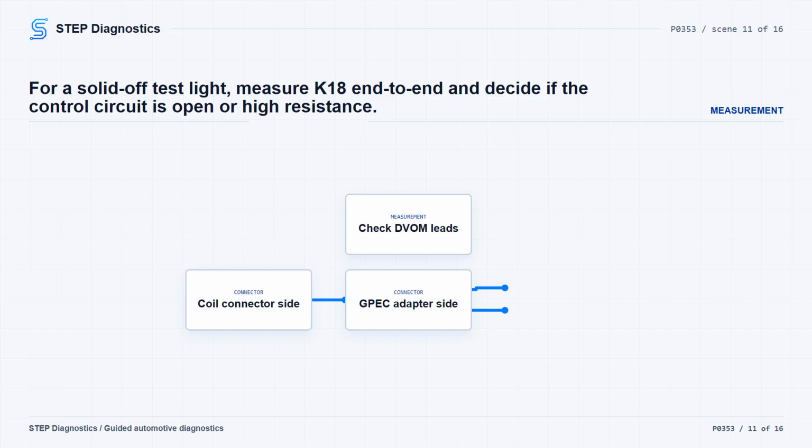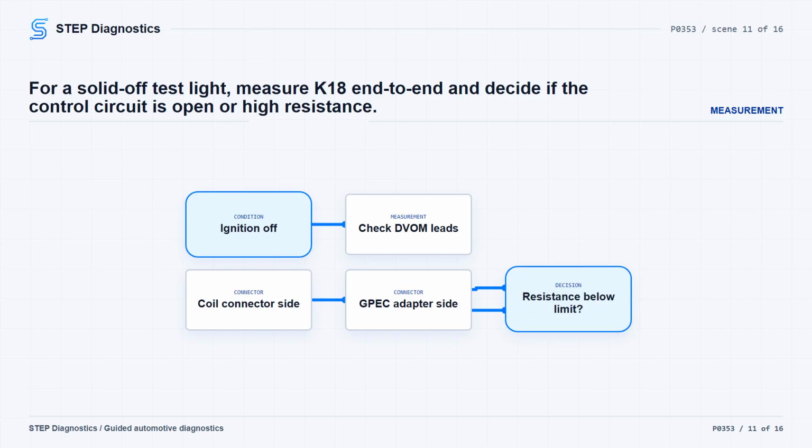If access at a PCM harness connector is needed, use the GPEC Diagnostic 10436 adapter instead of probing the PCM connector directly. The adapter can add up to 1.5 ohms of resistance. The decision point here is whether the measured resistance is below 3.0 ohms. If it is below 3.0 ohms, continue to the coil and PCM driver check. If it is not below 3.0 ohms, repair the circuit for an open or high resistance, then verify the repair and confirm the code stays gone.